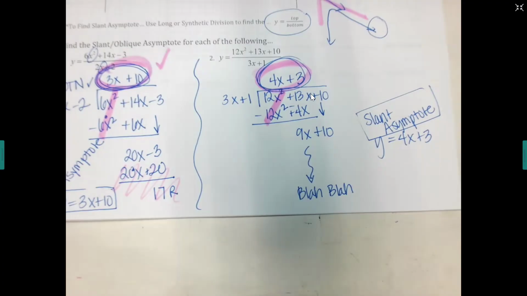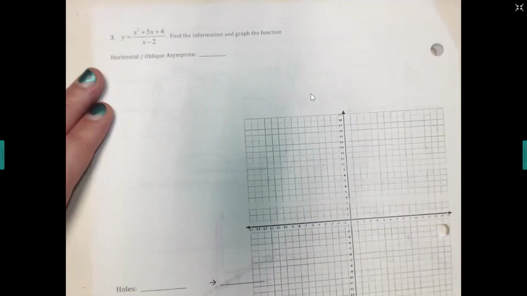All right, next example. We're only doing two of these, so try to lock in for me, please. Number 3. Is it bottom-heavy, top-heavy, or equal? It is top-heavy. Now, remember, bigger on top means there is no horizontal asymptote, but there could still be a slant if the top is one bigger than the bottom. Is the top one bigger than the bottom? Yes, then we're going to put a check for oblique. And to find it, we're going to do long division.